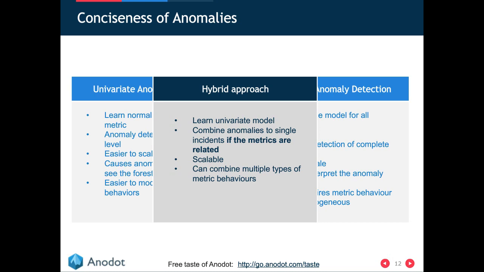The advantage is that this method is scalable because we're learning the normal behavior of each metric by itself, and we're also only doing the hard work for anomalies in periods of anomalies. And because anomalies are rare, there's actually a lot less computation going on. Another advantage is that it allowed us to combine all sorts of types of metric behaviors and still be able to do the multivariate technique on top of that.